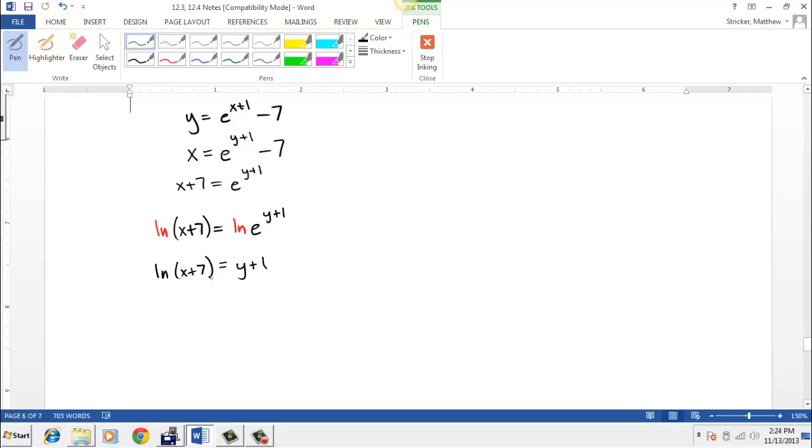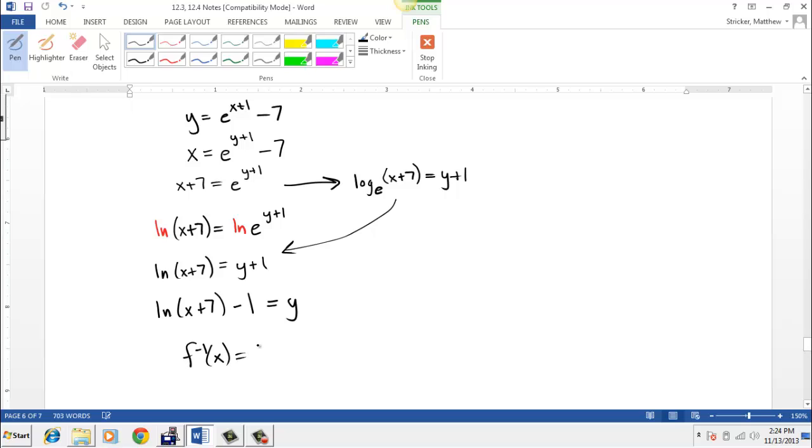Or you could take the ln of both sides, or you could just convert the other way. Remember, this is log, the base is e, the argument is x plus 7, and it should be equal to the power of y plus 1, which is the same thing as we have over here, because log base e is ln. And finally, ln of x plus 7 minus 1 is equal to y, which means our inverse function has now been found. It's the ln of x plus 7 minus 1.